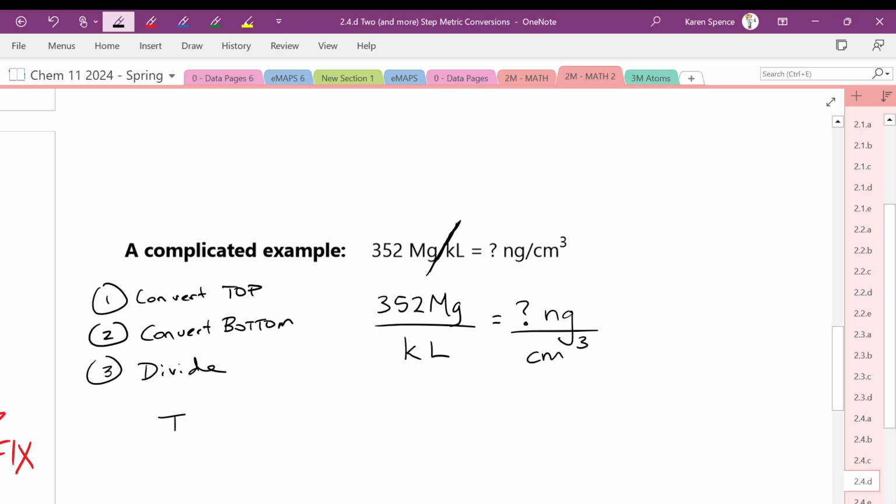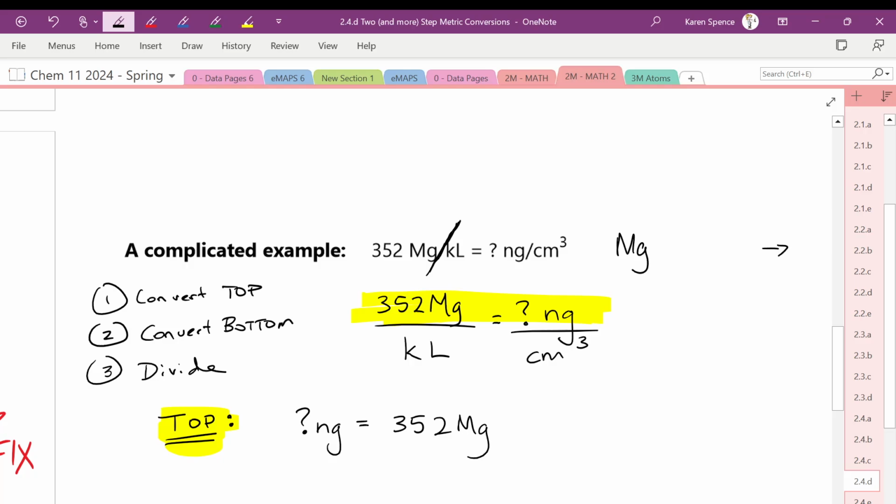So here we have the top. Well, on the top, we are wanting to find the number of nanograms, and we are starting with the number of megagrams. Now, if I want to go from megagrams and finish with nanograms, I have a prefix and a prefix.